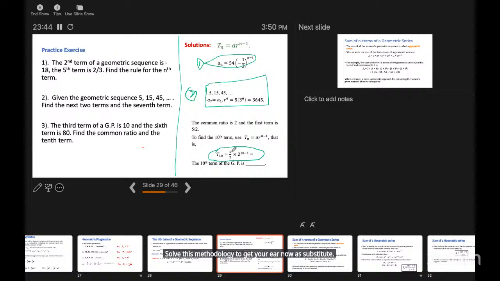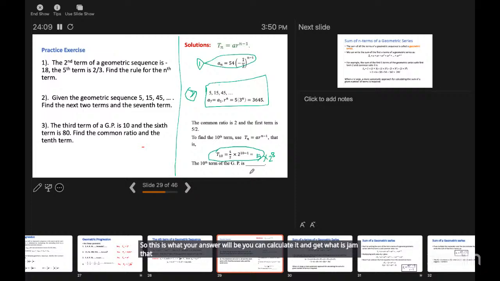So if I'm correct, my A is 5 over 2 and my R is 2. So T10 will be 5 over 2 times 2 raised to the power 9. If you simplify this, it's going to be 5 times 2 raised to the power 8. So this is what your answer will be. You can calculate it and get the answer.